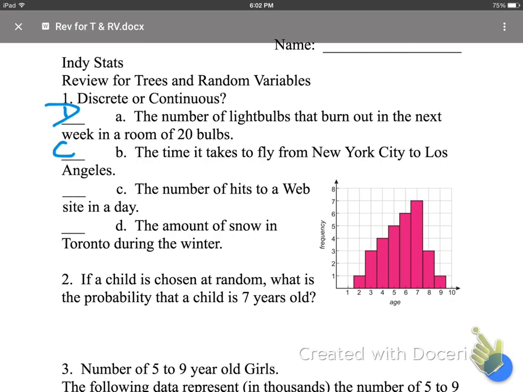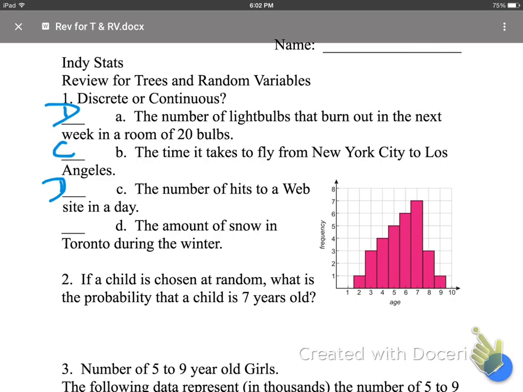The number of hits to a website. And again, the website is 1, 2, 3. Either you hit the website or you don't. So it's discrete.